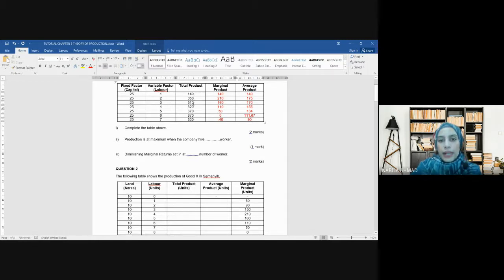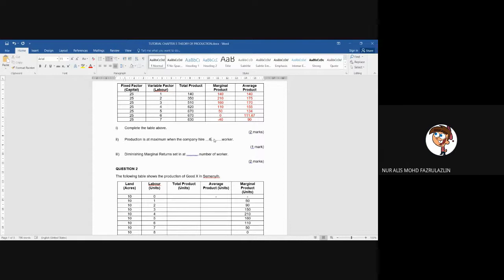So kita lihatlah maximum dekat mana. Okay, so ada dua di sini, 670 ada dua. Tetapi kita lihat marginal product lah. So bila marginal product 0, di situlah maximum point. So 0 marginal product, total product maximum. Jadi berapa number of labor? 6. Okay, good.